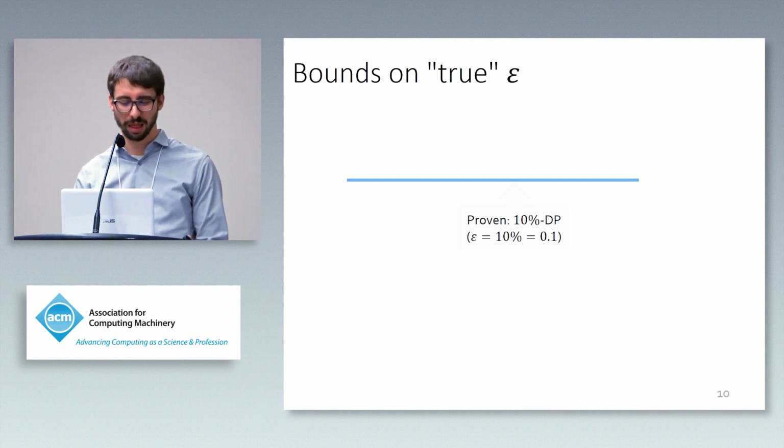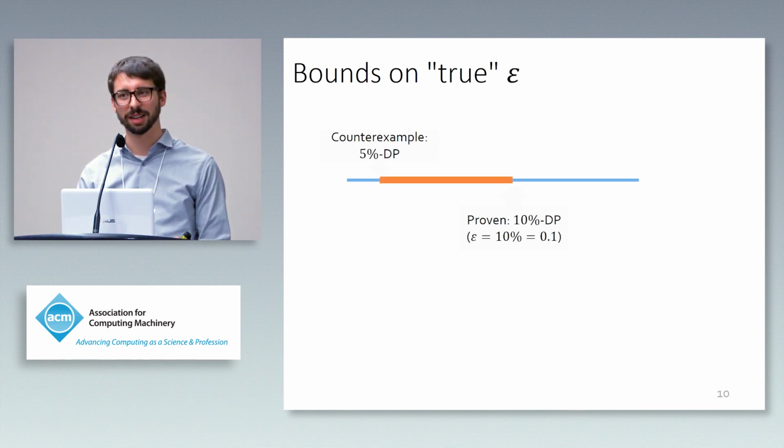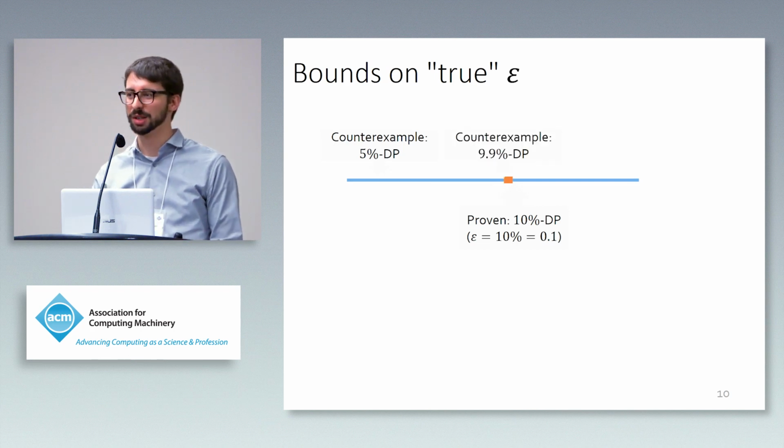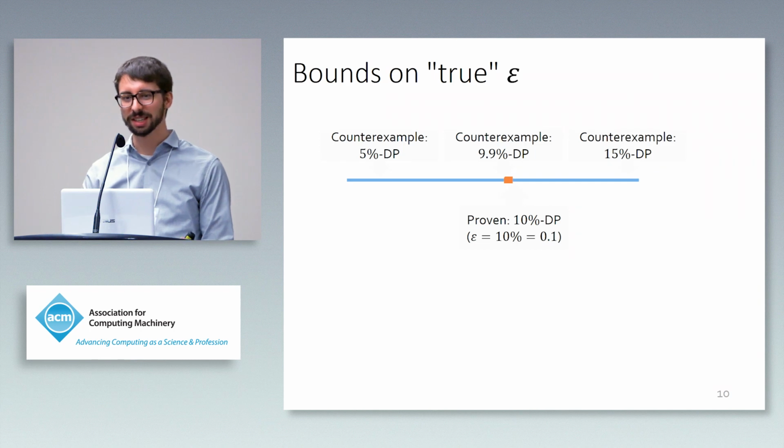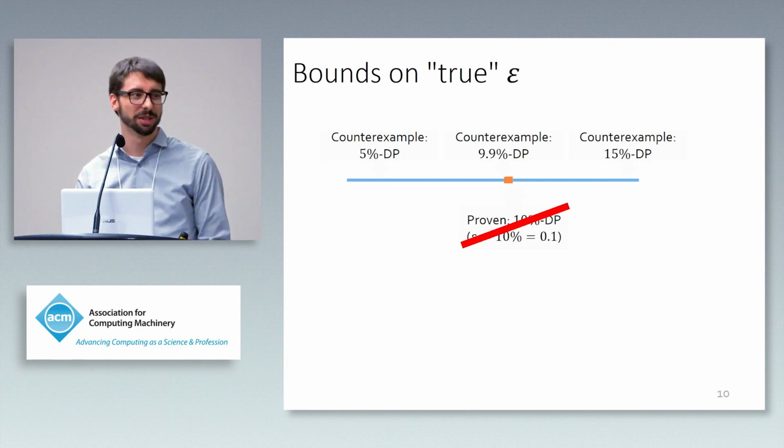We would hope that our tool then finds a counterexample to say 5% differential privacy, and this means that the true epsilon that is satisfied by the algorithm is somewhere between 5% and 10%. Of course, it would be even nicer if we could find a counterexample to 9.9% differential privacy, which would then mean that essentially the true epsilon is roughly 10%. What's even more interesting is if we find a counterexample to 15% differential privacy, which just means that the original proof was wrong. And seeing existing literature on this scenario, it is not entirely unreasonable to expect this.